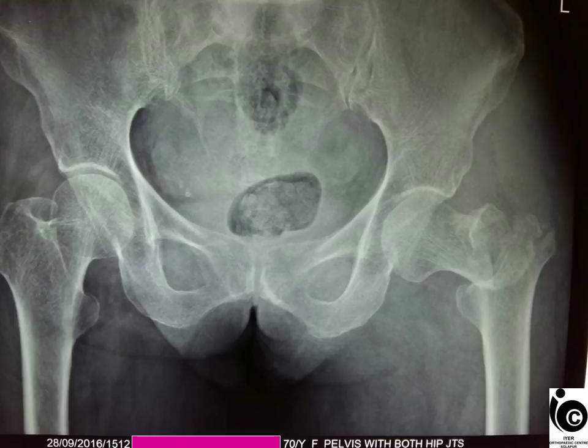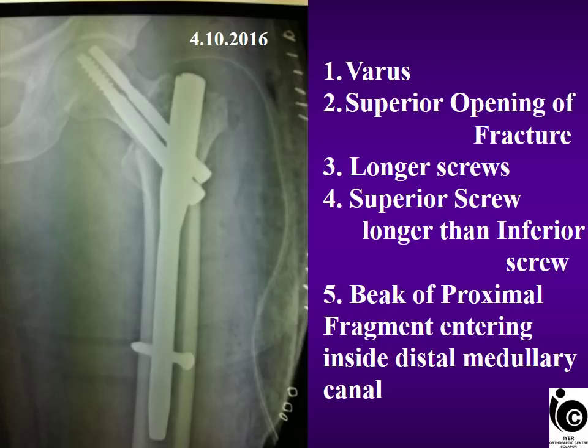Here is an X-ray one of my friends sent. That was one of his earlier few PFN. This is the immediate post-operative X-ray, and if you critically analyze, there is varus of the neck. The fracture is open superiorly.